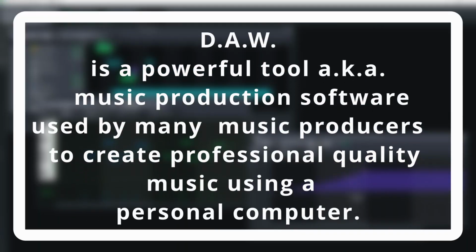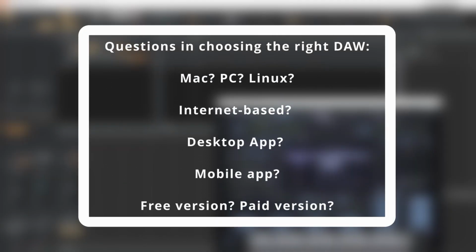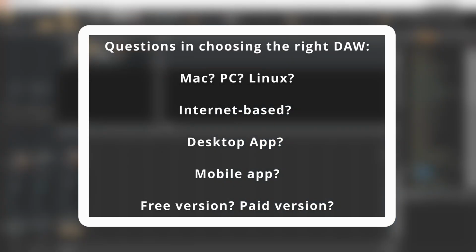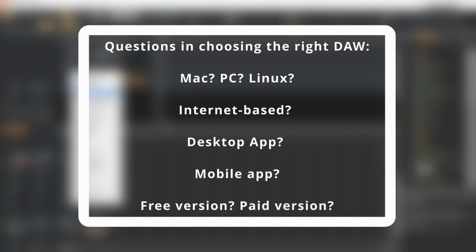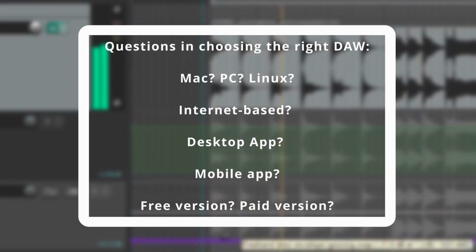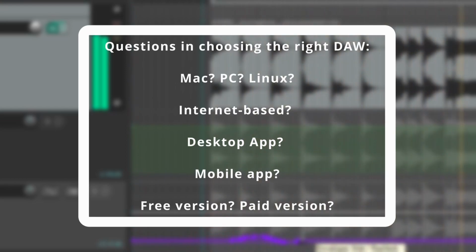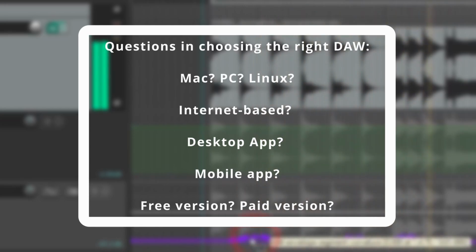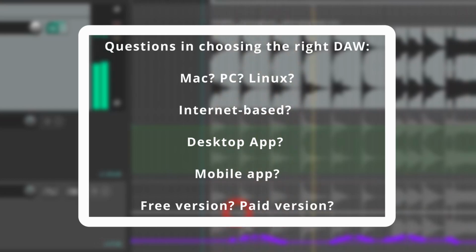A DAW, or digital audio workstation, is a powerful tool used by many music producers to create professional quality music. The first step in producing a track using a DAW is choosing the right one for you. There are many different DAWs available, each with its own strengths and weaknesses. Some cost a lot, and some are free. Some are web-based applications, and some are desktop applications. It means that you need to install it on your desktop.